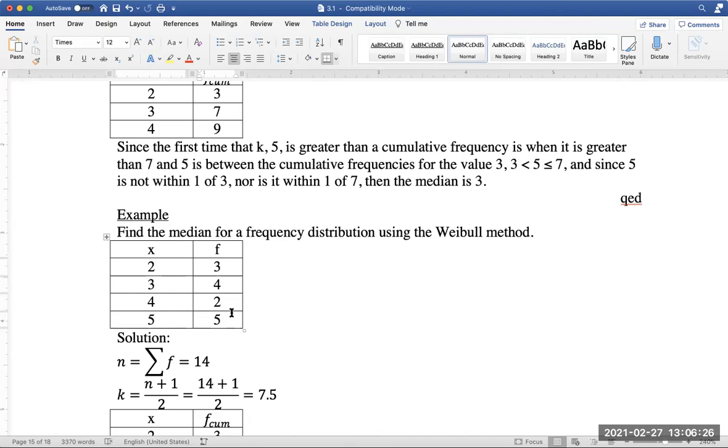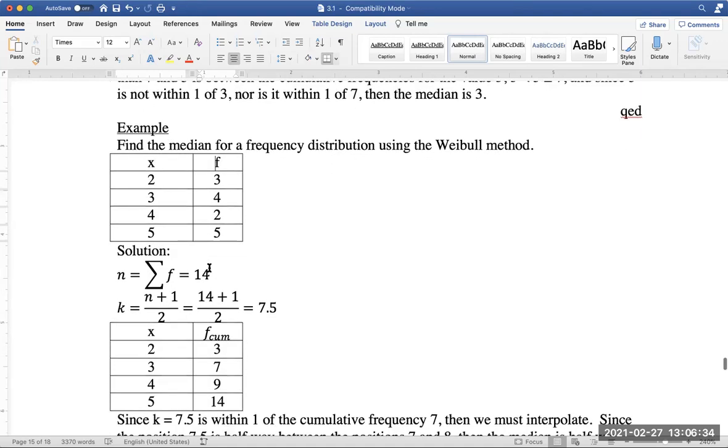Okay, so suppose we have one more. Okay. So let's find the cumulative frequency. 3 plus 4, 7 plus 2, 9 plus 5, 14. So now let's compute the position of the median using the Weibull method.